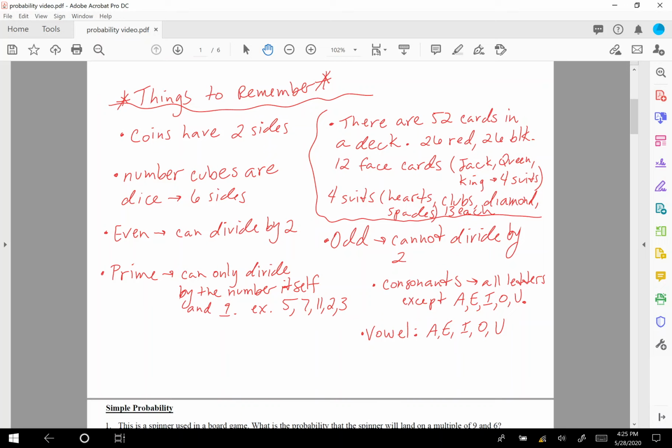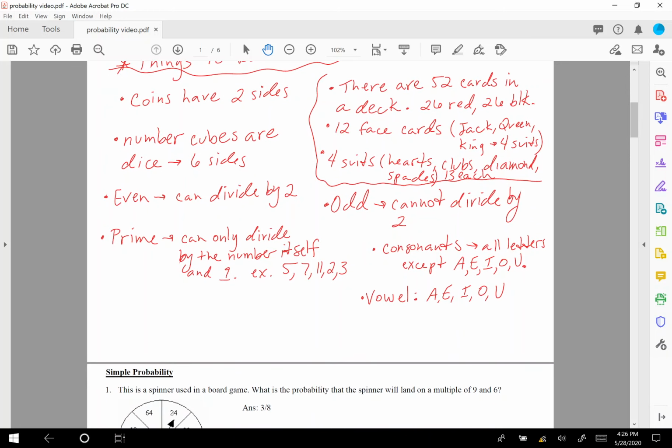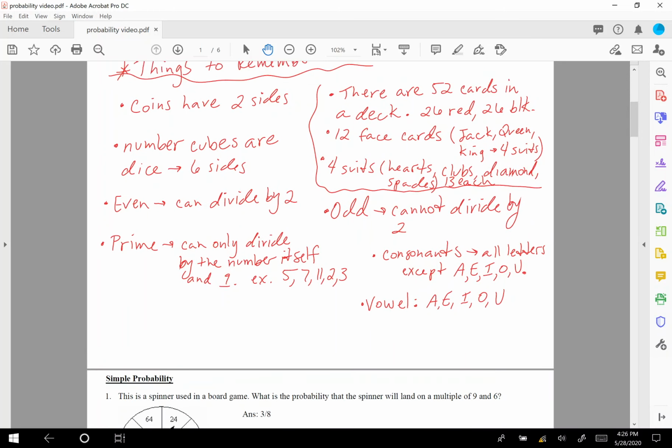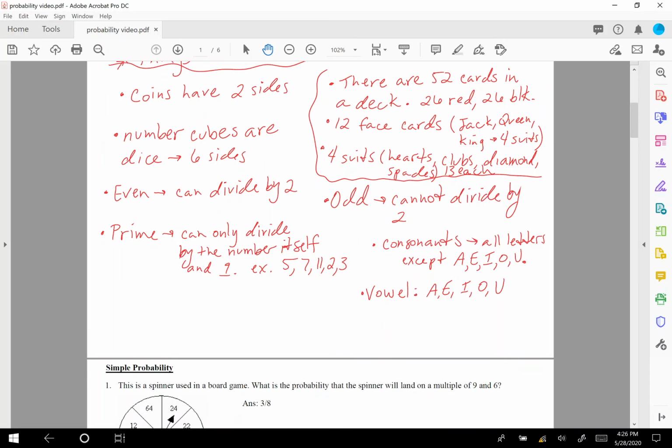And then within those things, there's 12 face cards total in the deck. You have Jack, Queen, and King. And again, there's 4 suits of those. So there's 3 of each kind. So there's 3 face cards that are hearts, 3 face cards that are clubs, 3 face cards that are diamonds, 3 face cards that are spades. And since there's the 4 suits and there's 3 of each, that means there's 12 face cards. So just kind of things to remember. You can also look up pictures of a deck of cards, and it shows you all the cards that are in the deck, so you can get an idea there too.